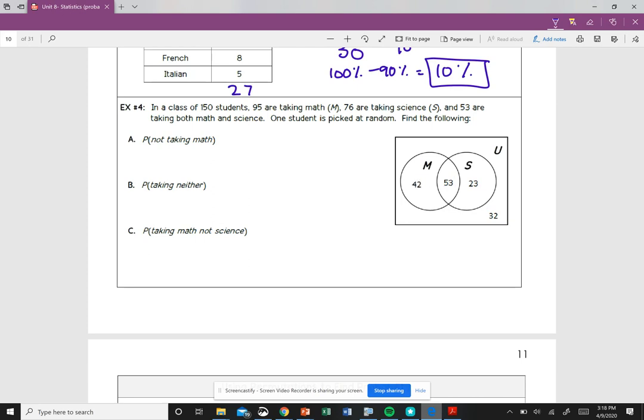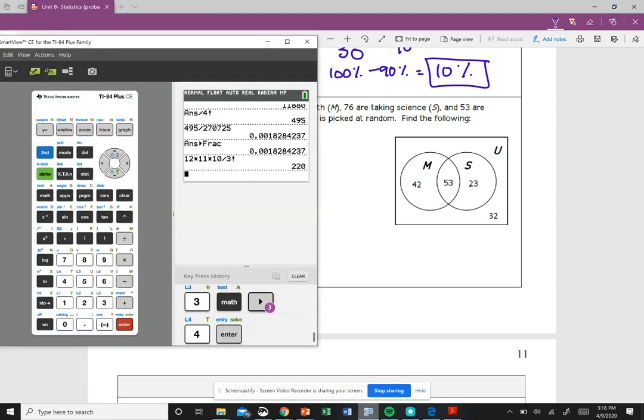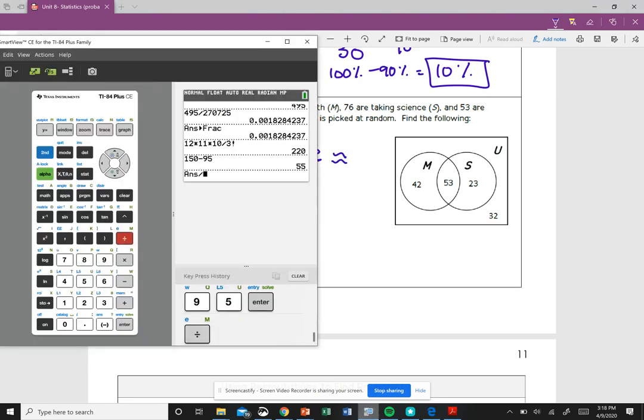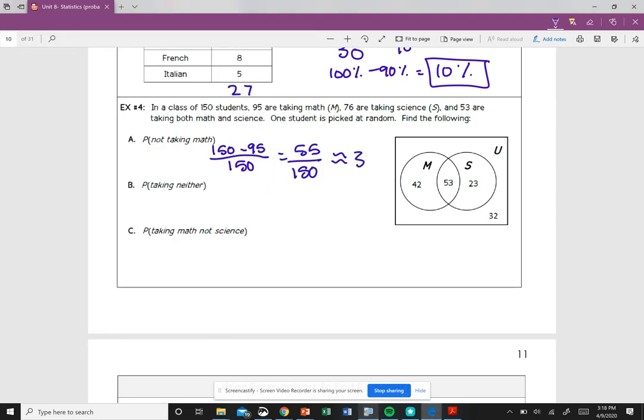All right. So the probability of not taking math. If 95 students are taking math, all you have to do is take our total of 150 minus 95, and divide that by the total 150. So we pull out our handy-dandy calculator. We do 150 minus 95, we get 55 over 150, which is approximately, let's find out what percentage that is, 36.7%.